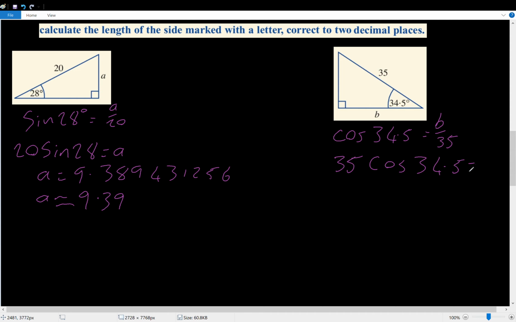34.5 is equal to B. So B is going to be equal to 28.8444166. And we want that to 2 decimal places. So B is approximately equal to 28.84. And that is how you would use trigonometry to get the length of a missing side in a right angle triangle, or the measure of an angle when given two other sides in a right angle triangle.